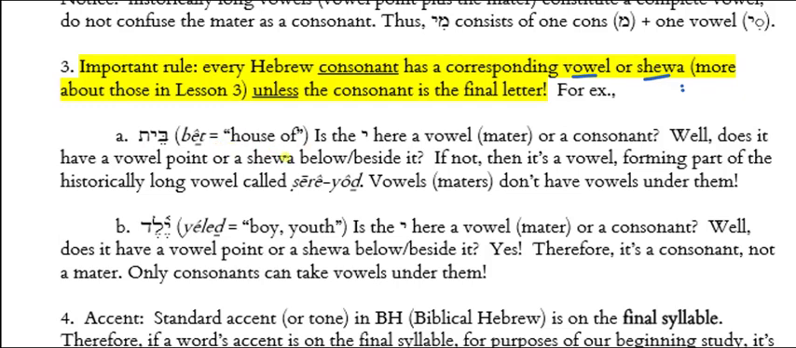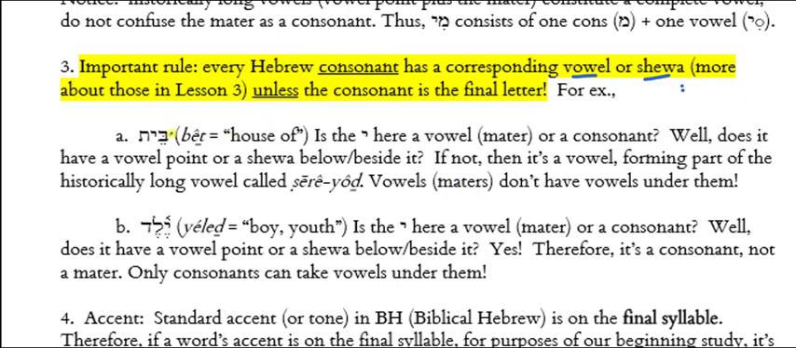Again, you've already seen this word. It means house of. Is the yod that we see here in beit a vowel? Is it a mater? Or is it a consonant? Well, does it have a vowel point or a shava below or beside it? Beit has a sere. Yod has nothing under it and nothing beside it. If it doesn't have anything below or beside it, it's a vowel. And it's forming part of the historically long vowel called sereyod. Vowels and maters do not have vowels under them.